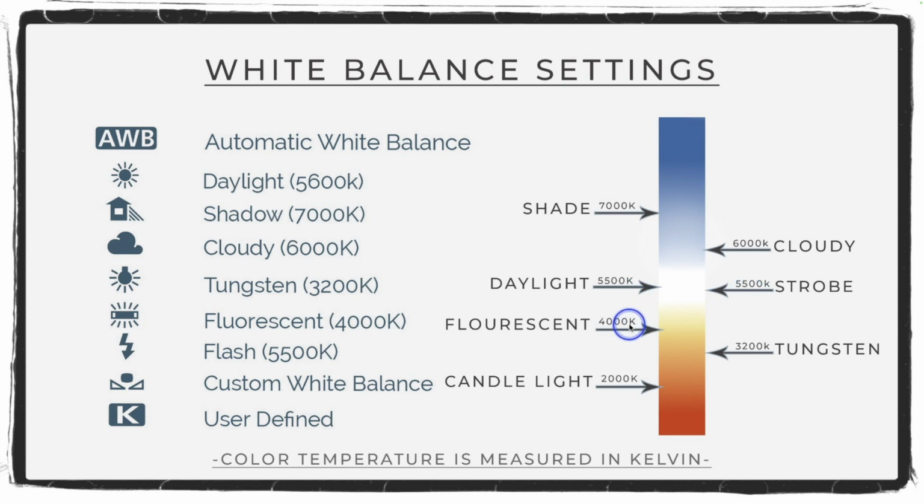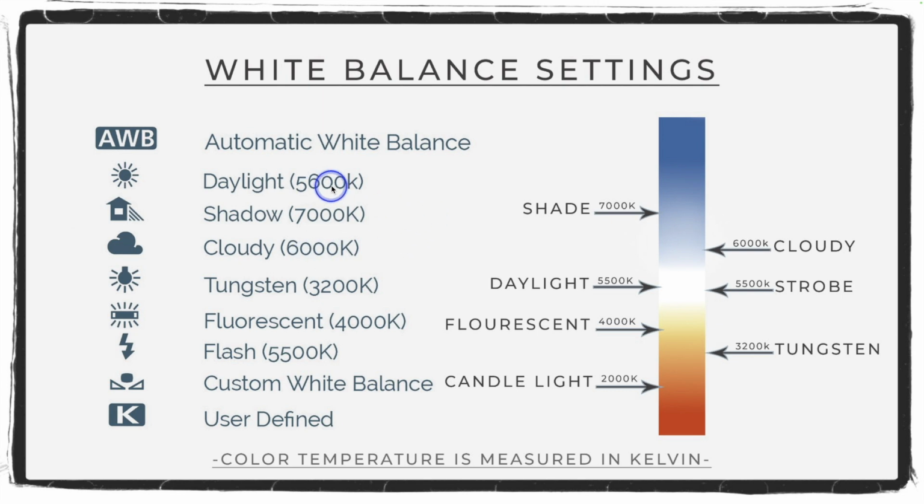Fluorescent is balanced at around 4,000. Tungsten, which is your old time light bulbs, 3,200 Kelvin. No, I do not have LEDs on here. And your candlelight would be around 2,000 Kelvin. So you can see from neutral, as it gets a higher Kelvin temperature, it gets more blue, and as it gets warmer as it goes down.